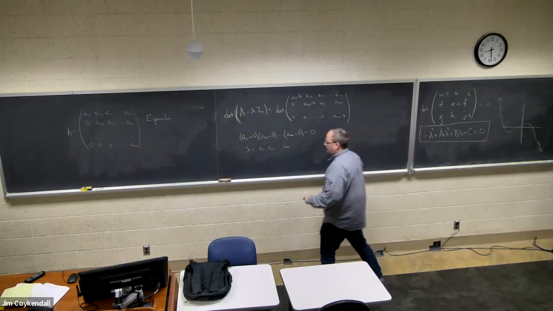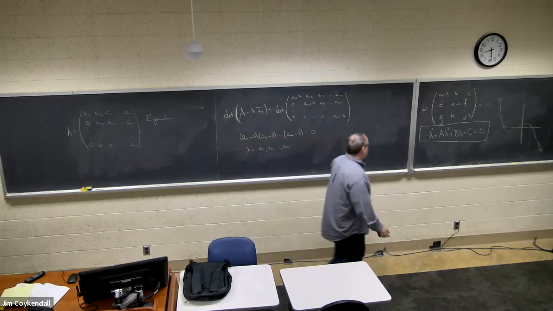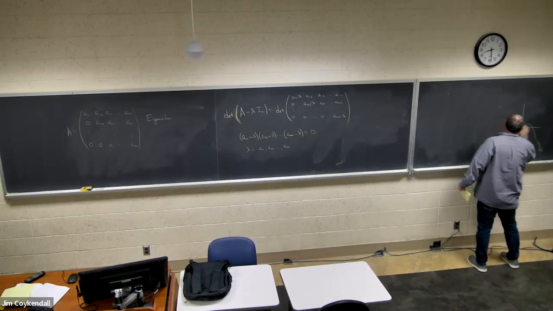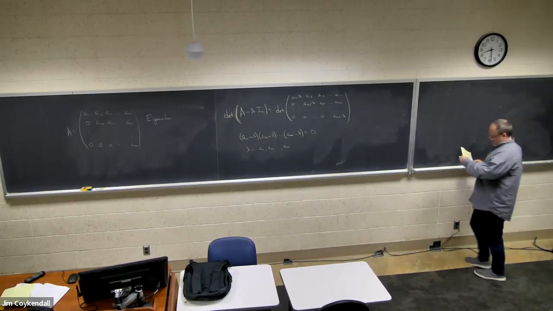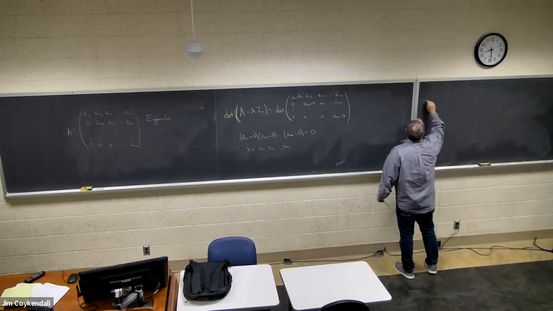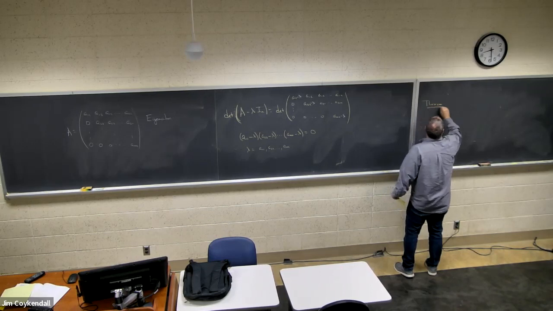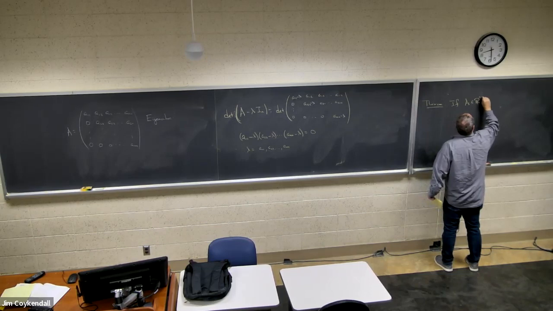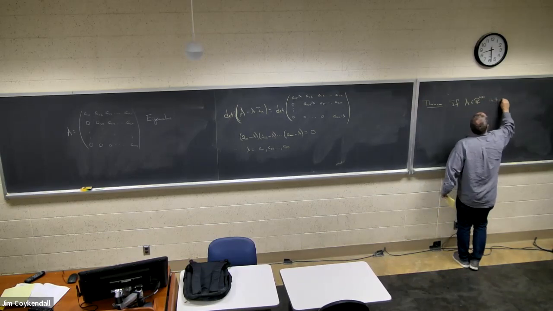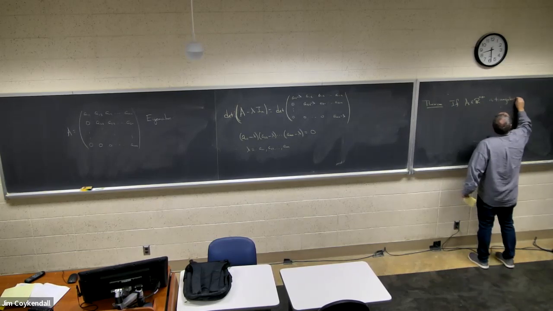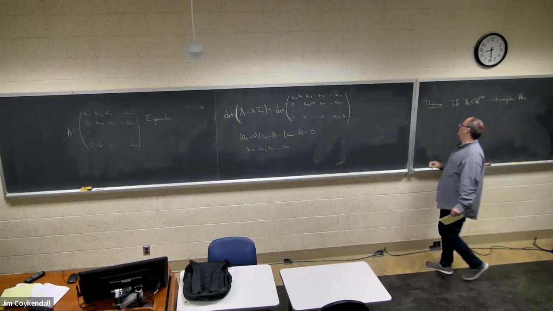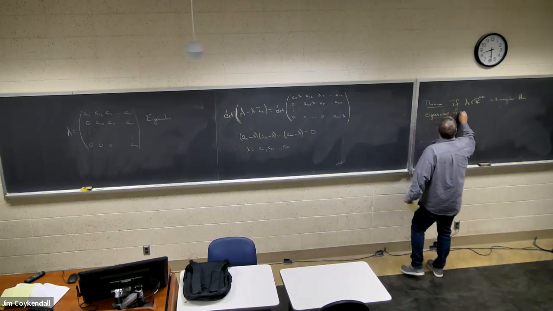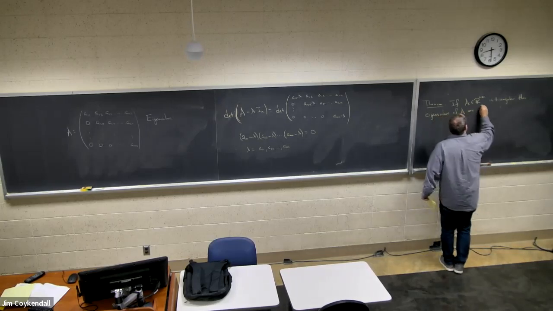So here's a couple of theorems that I will record as your notes. We just stated this one. Theorem. Let A be triangular, upper or lower. Then the eigenvalues of A are the diagonal entries.